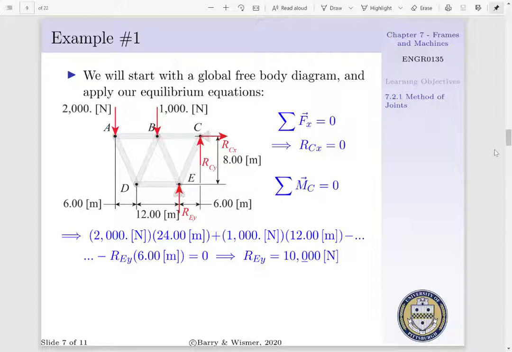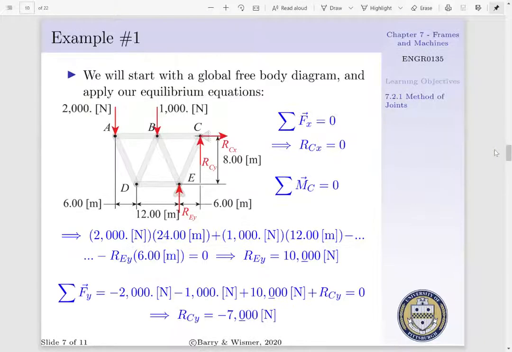Thus, our 2,000 newton force is acting on a moment arm of 24 meters, and our 1,000 newton force is acting on a moment arm of 12 meters. And we are going to subtract REY, which is acting on a moment arm of 6 meters. We find REY to be equal to 10,000 newtons. Lastly, we can take the summation of forces in the y direction. We'd have minus 3,000 newtons acting due to our applied loading, and 10,000 newtons acting in our positive y direction due to REY. Thus, we can solve for RCY, the reactionary force at our pin joint, and we find RCY is equal to minus 7,000 newtons.